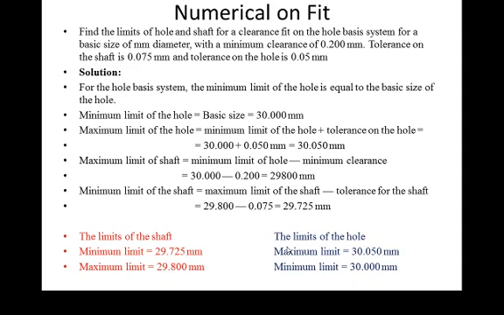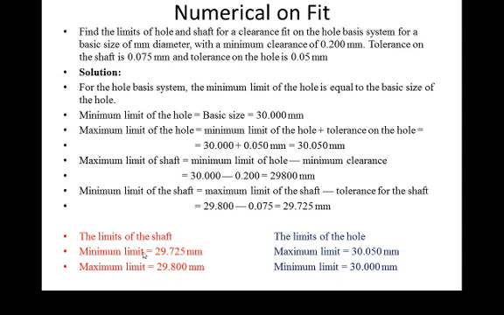Now let us have one more example to determine the type of fit. The example says: find out the limits of hole and shaft for a clearance fit on the hole basis system for the basic size of 30 mm diameter with a minimum clearance of 0.2 mm, tolerance on the hole is 0.075 mm and tolerance on the shaft is 0.05 mm. Now using these tolerance values with the basic size of 30 mm, we can evaluate the different dimensions of the holes and shafts as well.